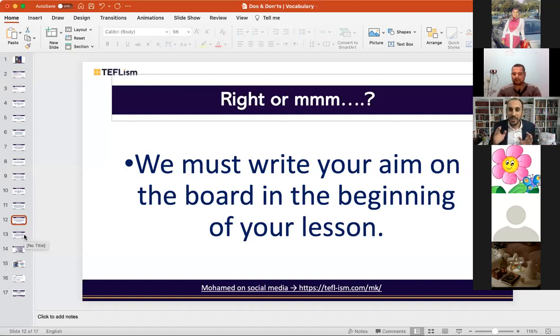And if you pull their legs without writing the aims and use the aims as a checklist at the end, to me this is way better.